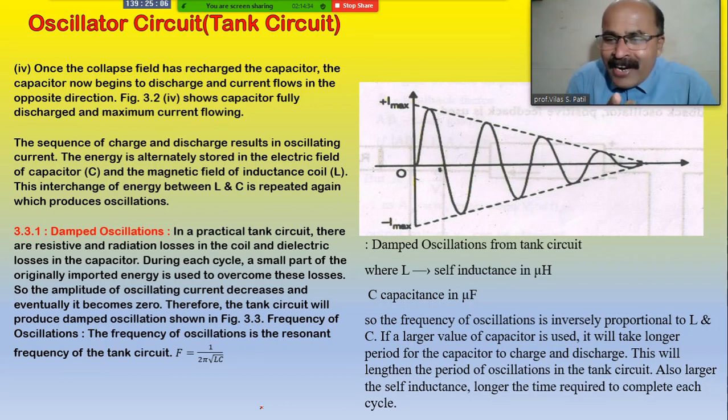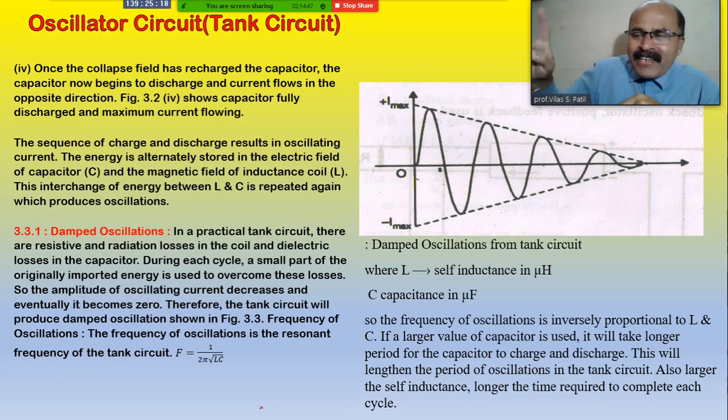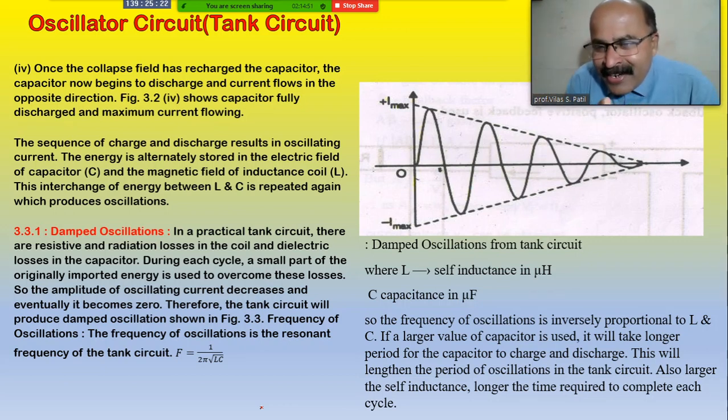But we know that we are going to study the oscillation or oscillator. An oscillator is the circuit whose output is oscillatory, whose output is AC, whose amplitude is constant. Here, only the tank circuit cannot operate as the oscillator. We know that there is another definition of the oscillator.